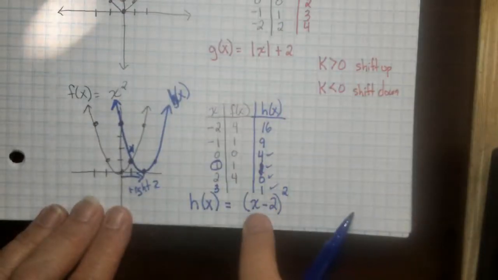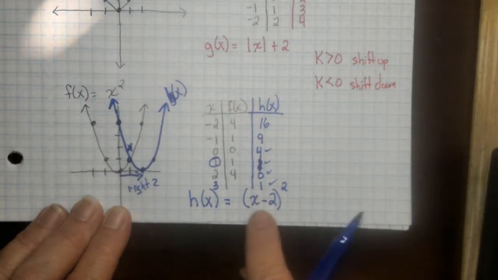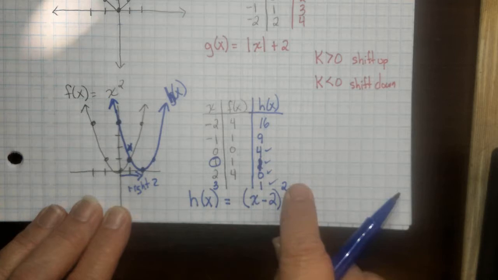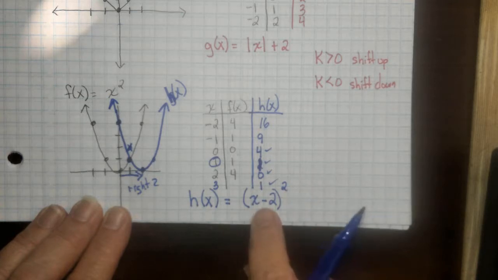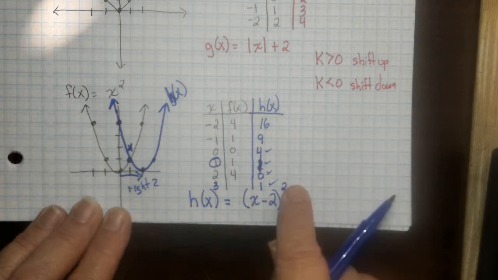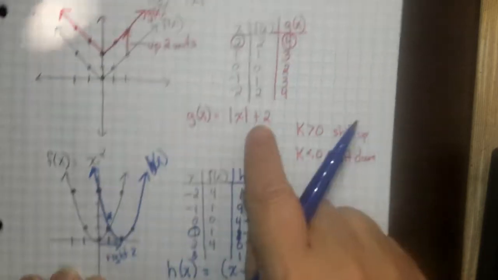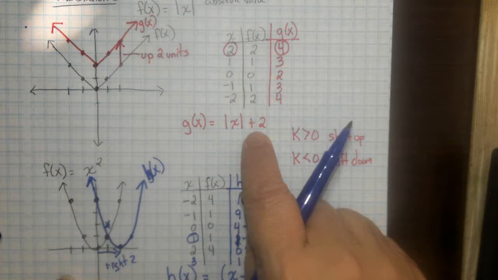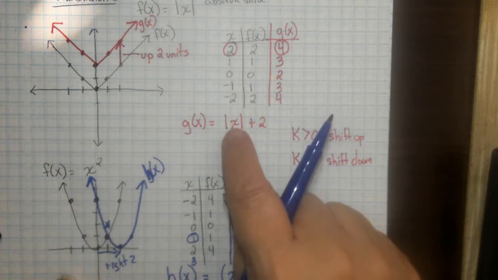Whereas over here, I input my value, and I did the subtract 2, and then I did the function. So this right here is altering the input before the function is performed. Whereas here, the 2 was being added after the function was performed.